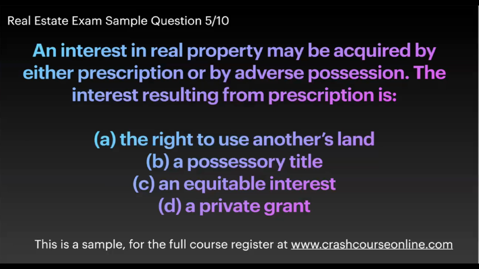The interest resulting from prescription is A, the right to use another's land. It's not possessory title. You're not getting ownership. It's not an ownership interest, answer choice C, or equitable interest. It's not a grant of the property privately. It's simply A, the right to use another's land through a hostile and prescriptive easement. Best answer here, going to be answer choice A.